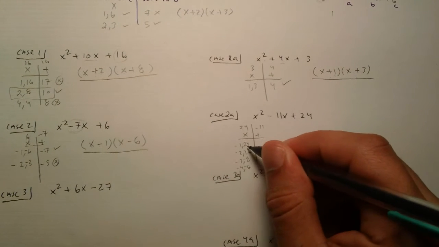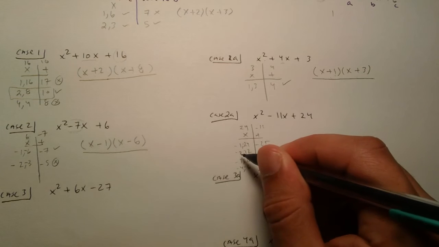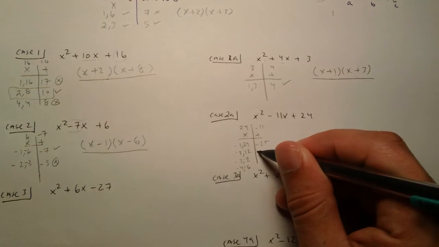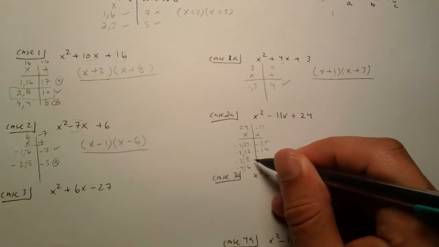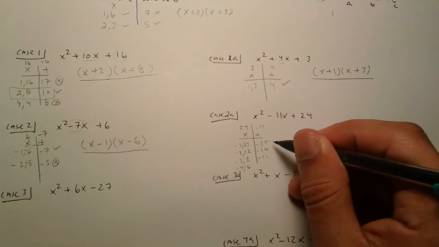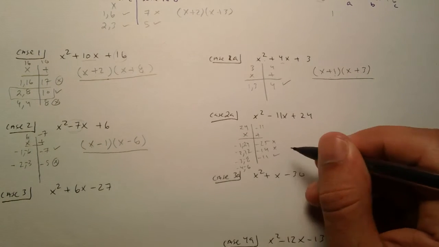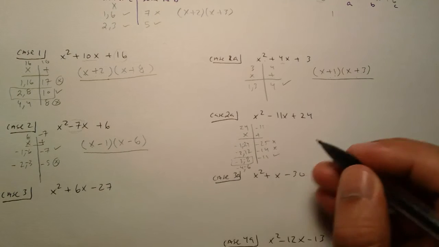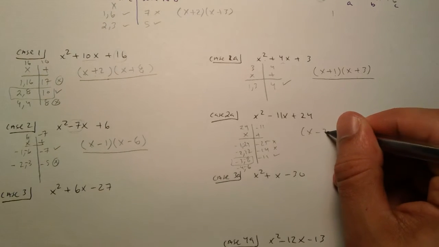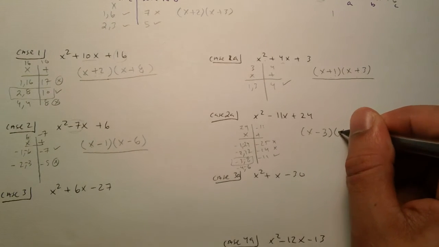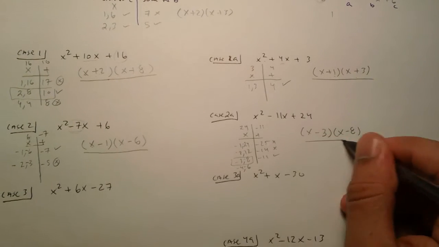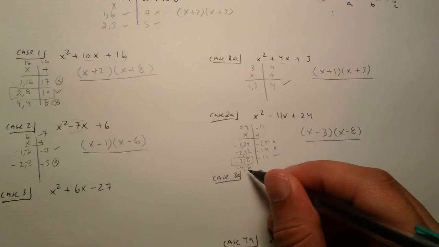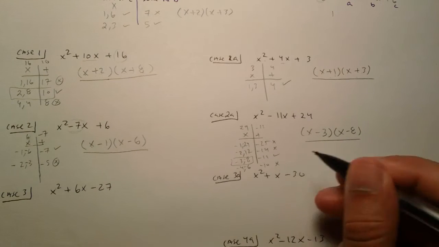So negative 1 minus 24 gives us negative 25. Negative 2 minus 12 would give us negative 14. Negative 3 minus 8 would give us negative 11. Okay, so we're not looking for that, we're looking for this one. So here are our values. So we have x minus 3, and then we have x minus 8. And that's it. You can go ahead and double check this down here, but it won't be it.